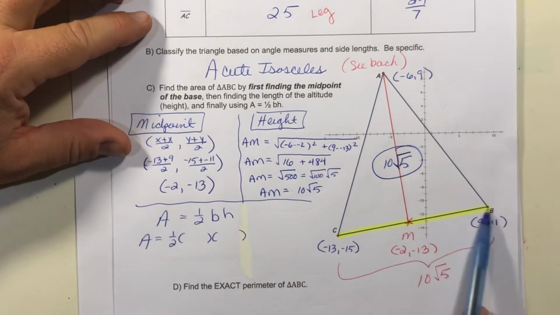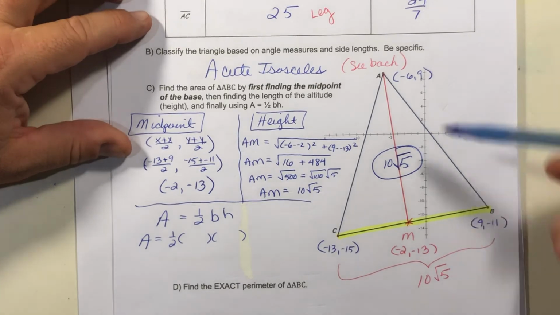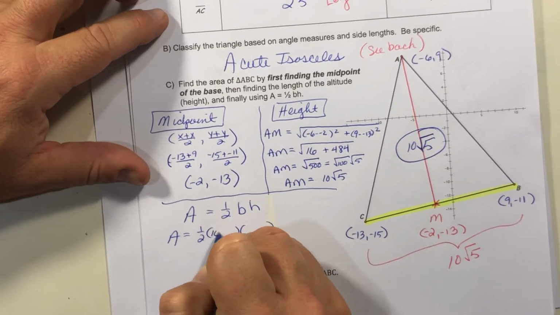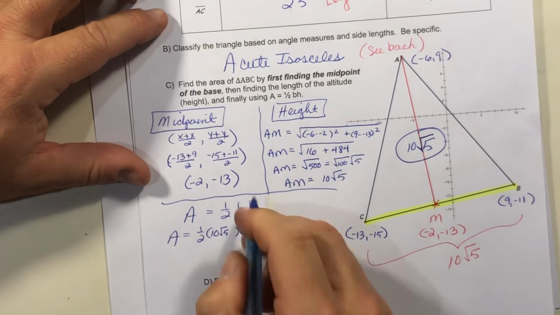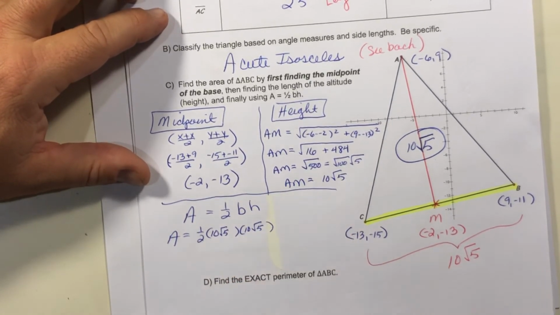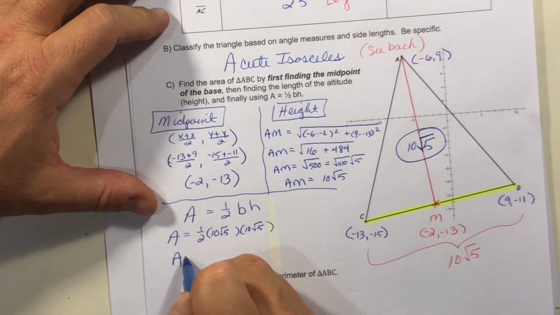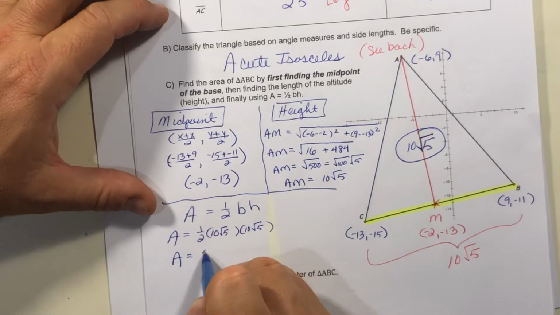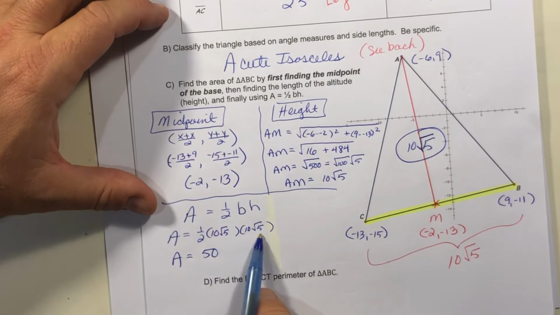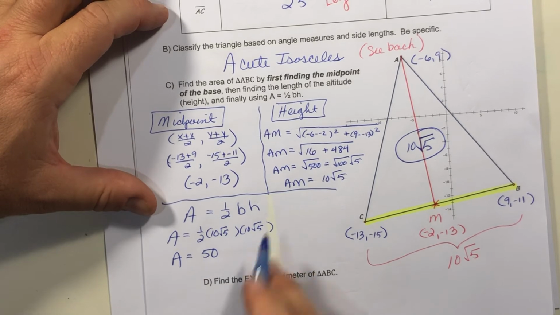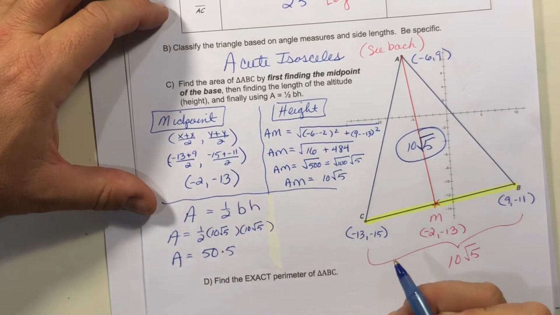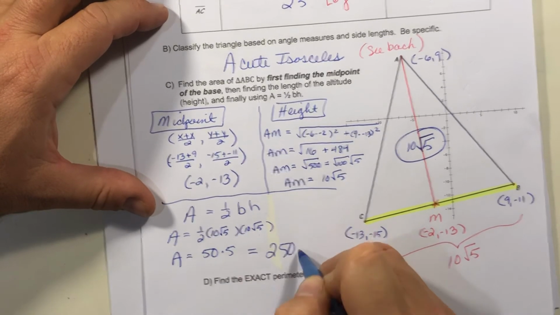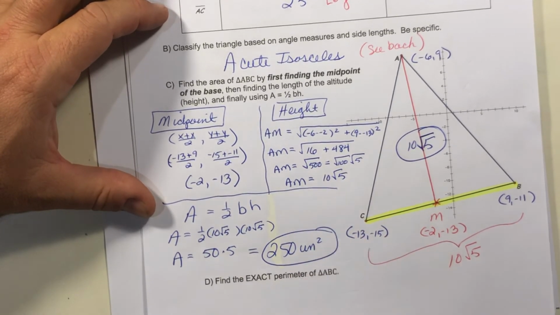So now, the base is 10 radical 5. My height is 10 radical 5. I'm ready to finish this up. So I'm going to substitute 10 radical 5 as my base, 10 radical 5 as my height. Now, let's go ahead and multiply this all out. Ready? 10 times 10 is 100, times a half is 50. Radical 5 times radical 5 is radical 25, or that's just plain old 5. Okay? So our area ends up being 250 units squared.